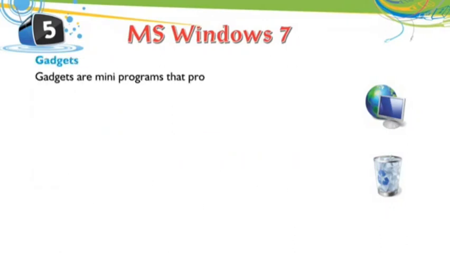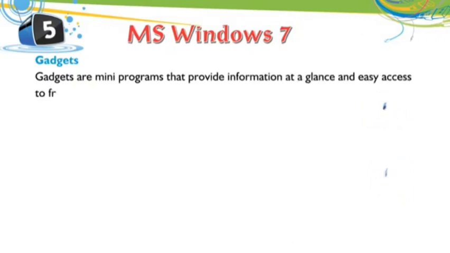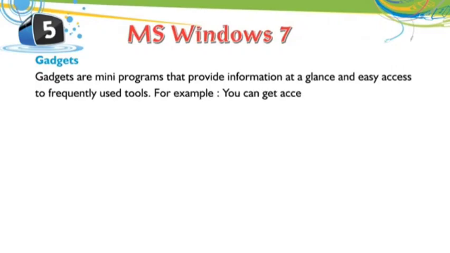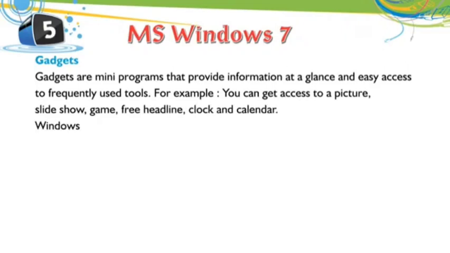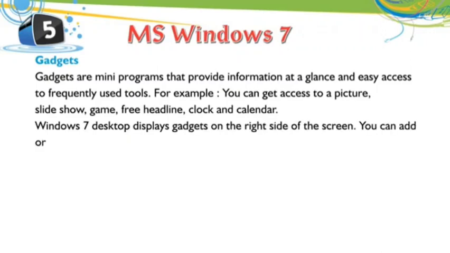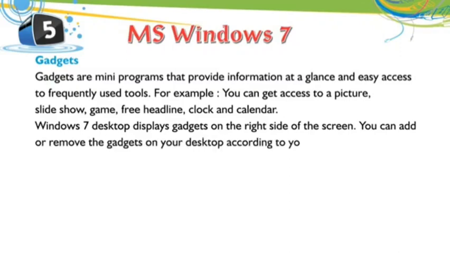Gadgets. Gadgets are mini programs that provide information at a glance and easy access to frequently used tools. For example, you can get access to a picture slideshow, game, feed headlines, clock and calendar. Windows 7 desktop displays gadgets on the right side of the screen. You can add or remove the gadgets on your desktop according to your choice.